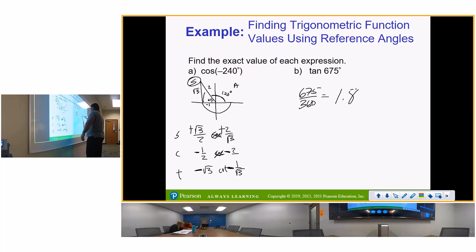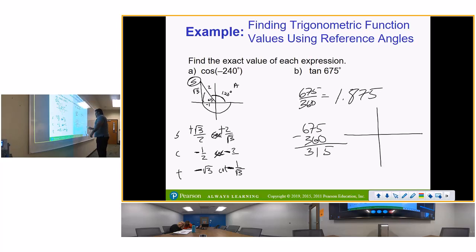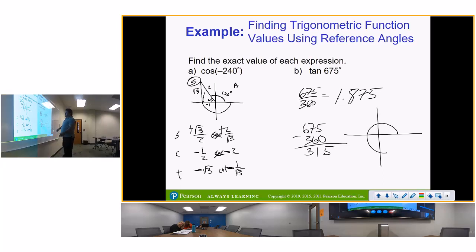So you know that 1 times 360, so 675 minus 360 is what? 315. So we know it's going to be in the what quadrant? Fourth quadrant. 315, you know that's a 45 degree angle.